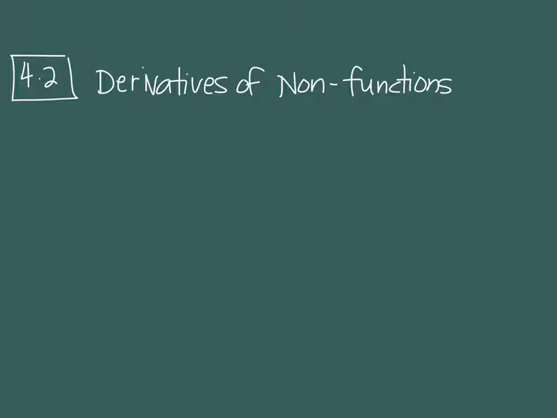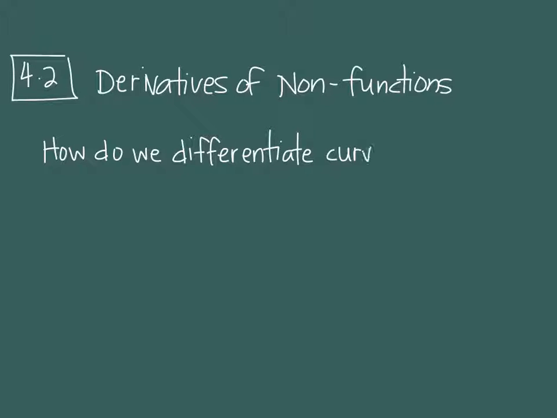All right, non-functions. So functions that fail the VLT. So the question is, how do we differentiate curves that fail the VLT?